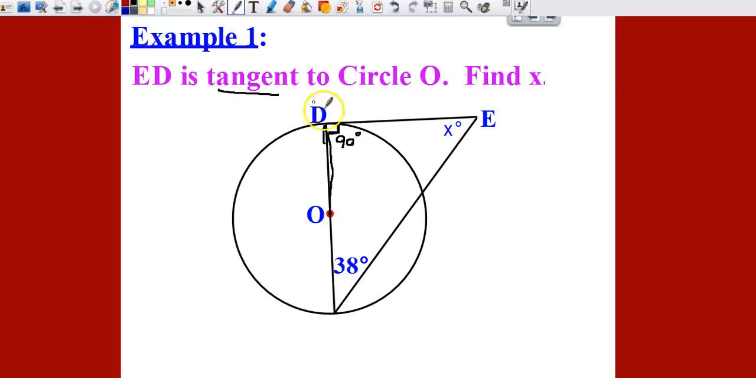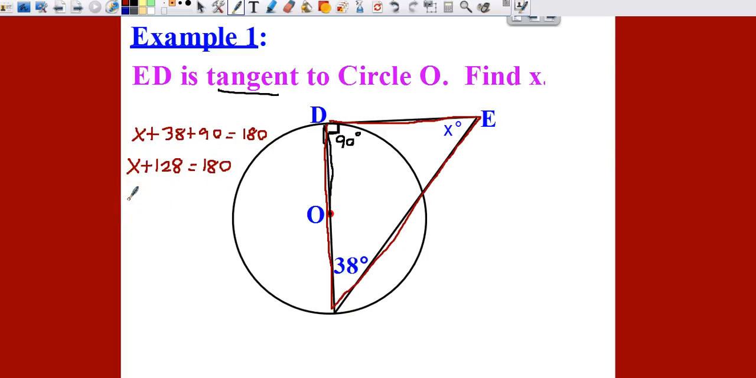And inside of a triangle, you'll notice that all three angles on a triangle add to 180 degrees. So if you ignore the circle for a minute, just think about, all right, I got a triangle with two sides. I got 90 and 38. How do I get X? Add these up, subtract from 180. So these are going to add to 128. And then when you subtract that 128, you should get, let's see.